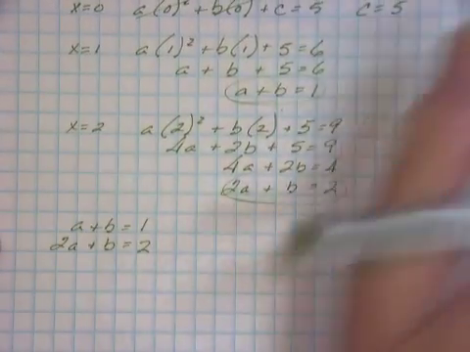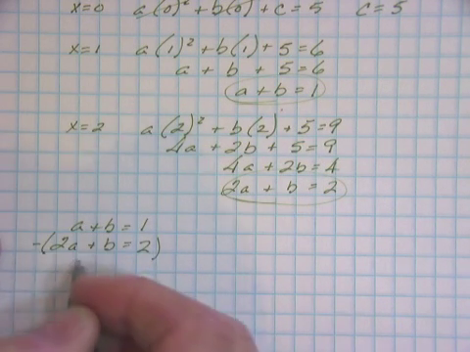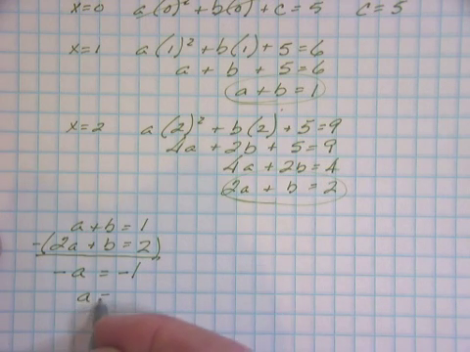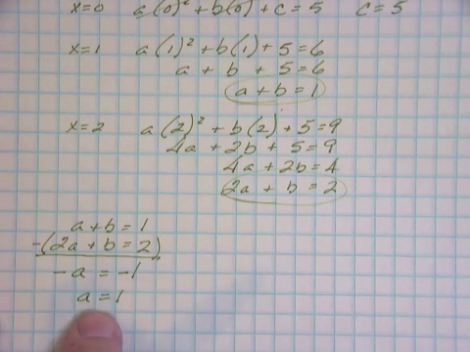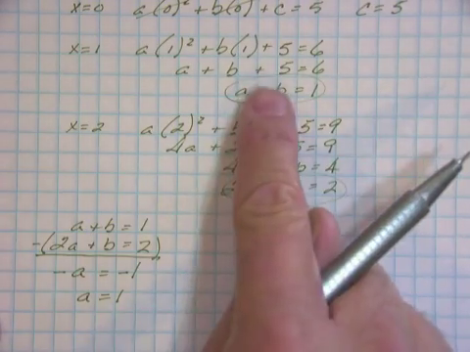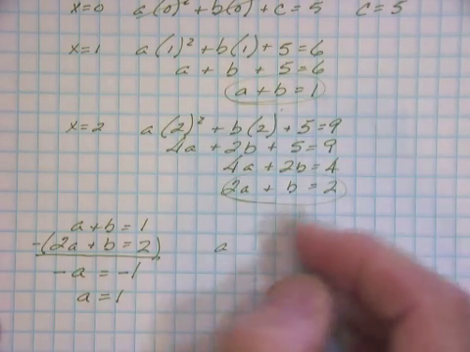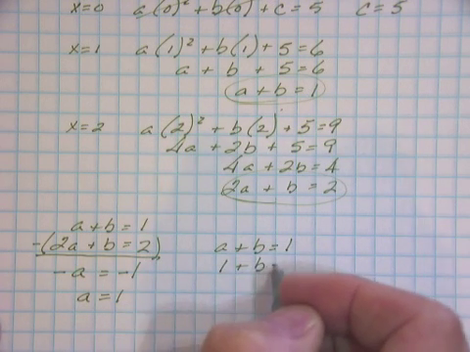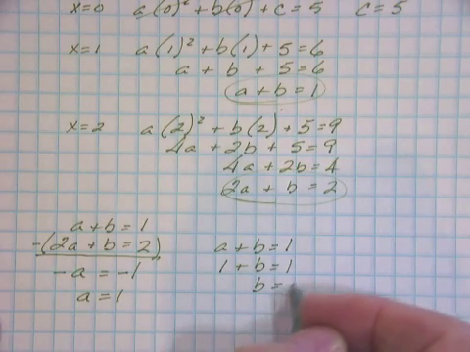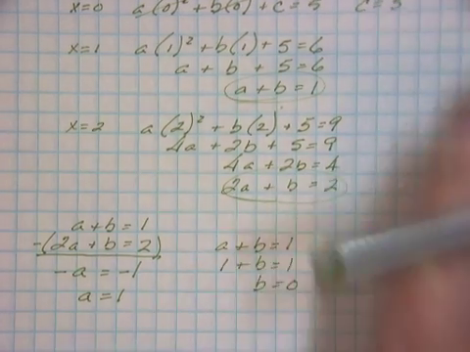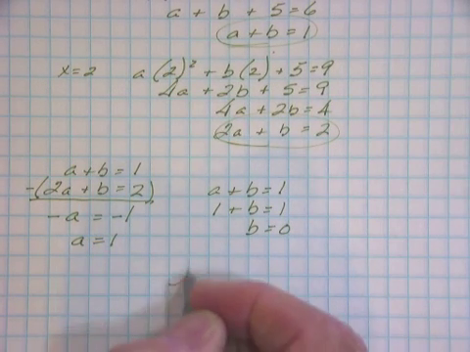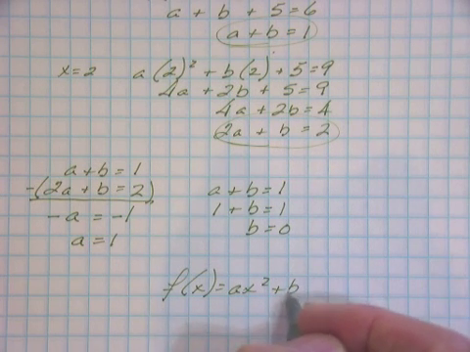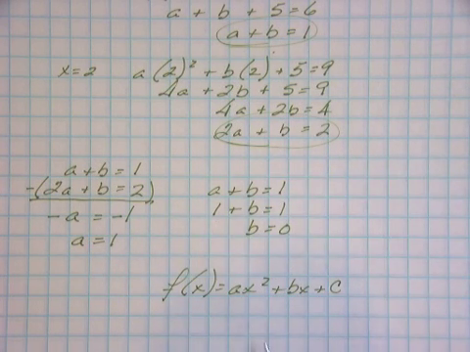I'm going to take this equation and write a system. A plus B equals 1, and 2A plus B equals 2. If I subtract, the Bs will cancel. Get negative A equals negative 1, or A equals 1. Take A equals 1, put it into either one of these, it doesn't matter. I'll put it in the first one, because it looks like it's the easiest to use. Put in 1: 1 plus B equals 1, B equals 0.